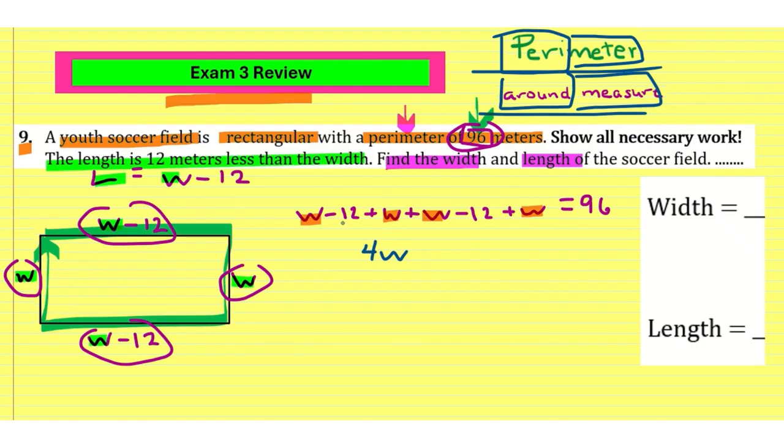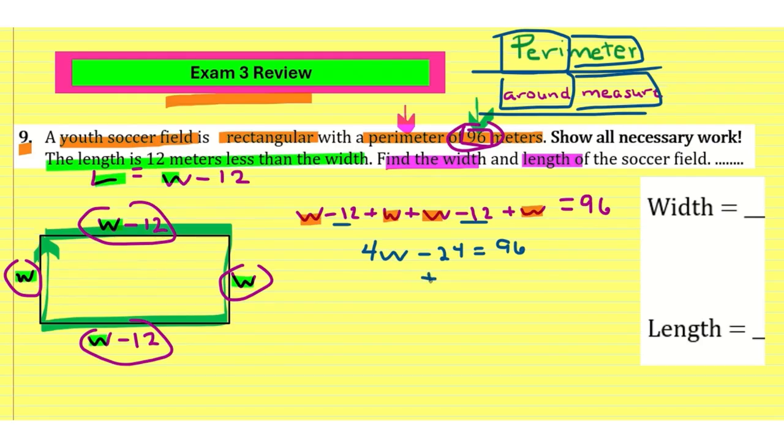And then I have a couple of constants, minus 12 and minus 12. We'll start negative, get more negative, you get even bigger negative. So it's minus 24. Minus 24 is equal to the 96. So we'll continue using order of operations, and because we want to solve for that W, we want to figure out what the width is first, and then I will be able to figure out what the length is based on the width.